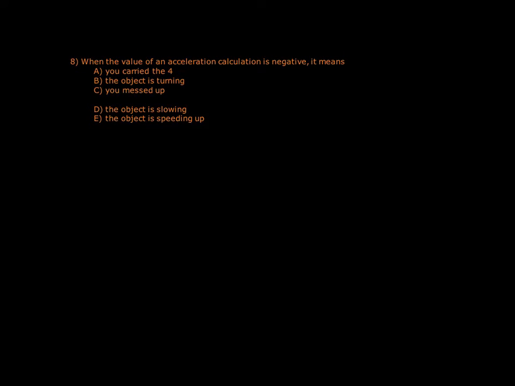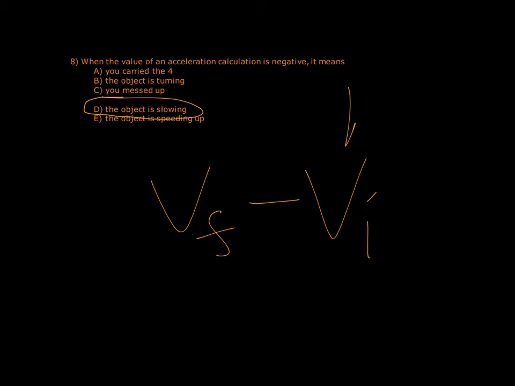An answer in acceleration can be positive or negative because you're subtracting two numbers, and sometimes the number you're subtracting is bigger than the one you're subtracting from, so you get a negative result, which means that the object is getting slower, because the final velocity is smaller than the initial velocity. If you're doing Vf minus Vi, and the initial velocity is bigger, then you get a negative answer, which means the final velocity was less than the initial velocity, which means you're slowing down.